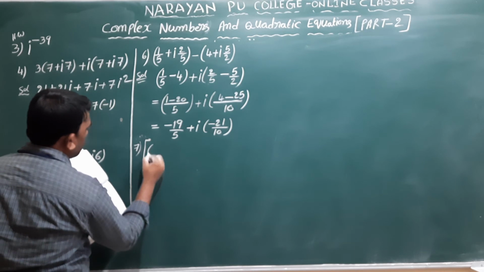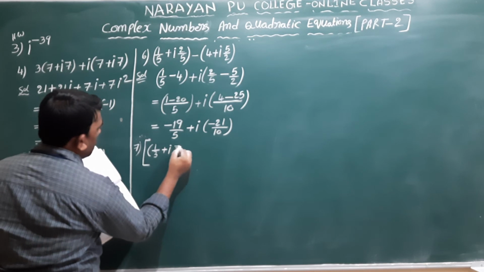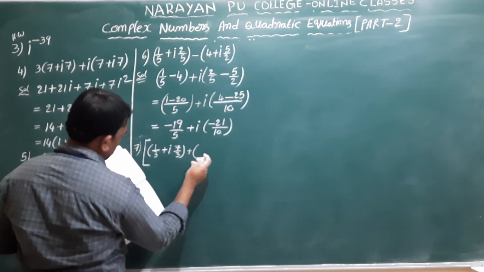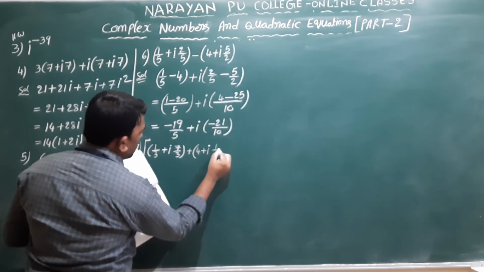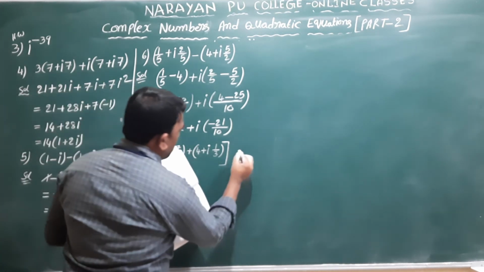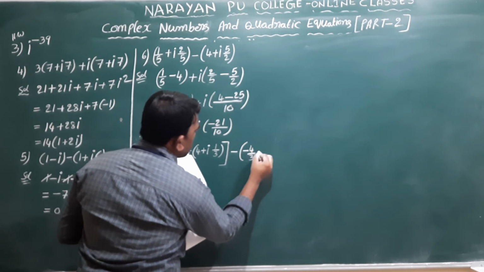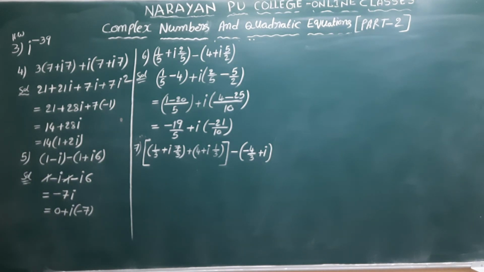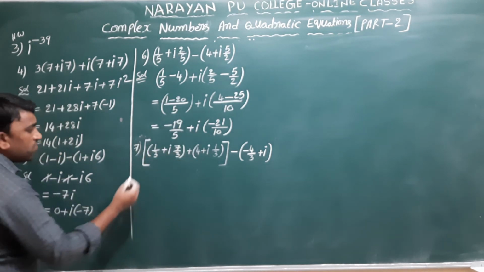Whole bracket of 1 by 3 plus i into 7 by 3, plus 4 plus i into 1 by 3, bracket close, minus bracket of minus 4 by 3 plus i. This also we need to express in terms of a plus ib. First this big bracket value we need to simplify. Later the second one we can simplify.